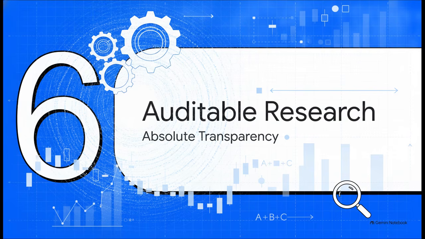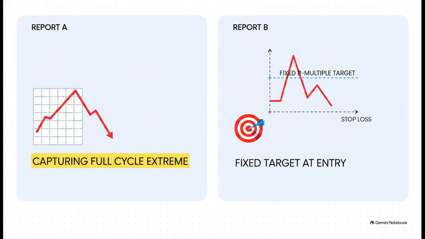Finally, we arrive at Section 6, the value of auditable research. Why is having an unfiltered, mathematically exact audit trail the ultimate test of this entire methodology? A true quantitative validation requires absolute, complete transparency. So the audit trail differentiates between two distinct reports. Report A maps the natural structural boundary, basically capturing the full cycle extreme just to see how far the move naturally went. But Report B tests fixed target execution chronologically, asking the real question: did we hit a fixed R multiple target, like 1-to-1 or 1-to-2, before that strict stop loss was triggered?